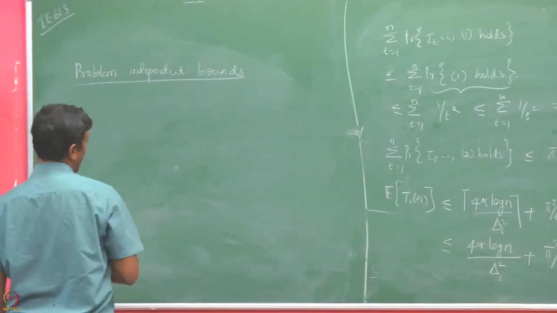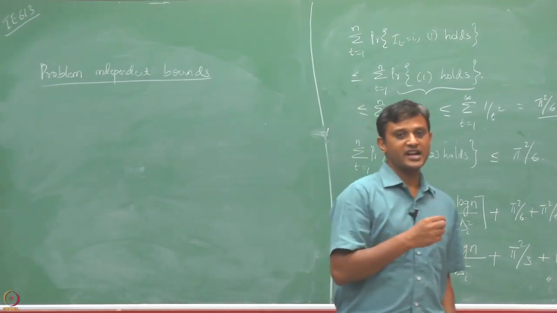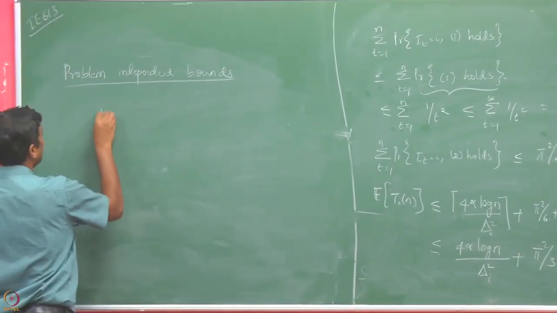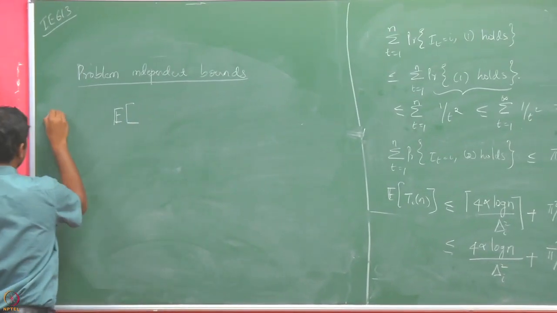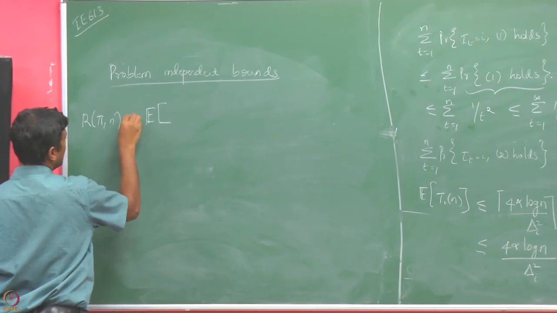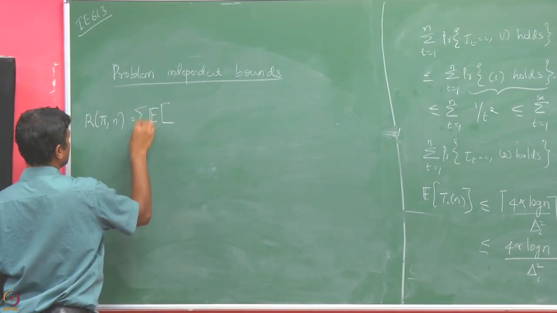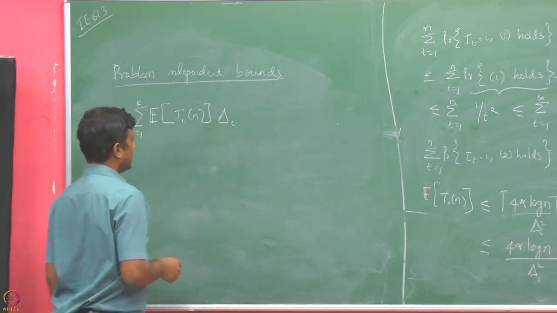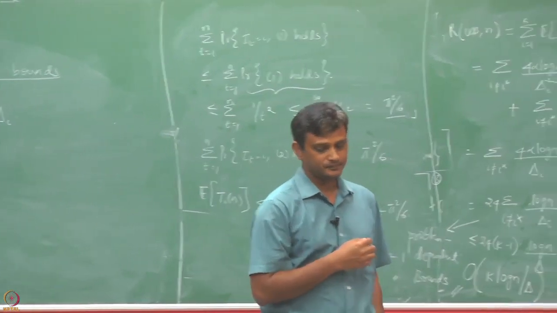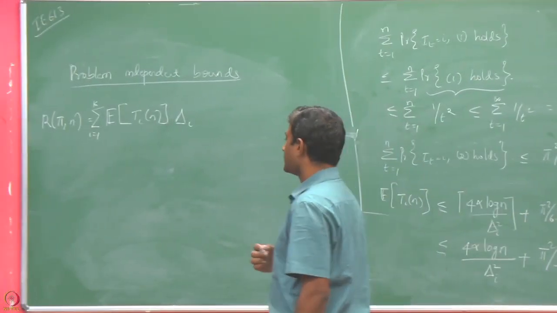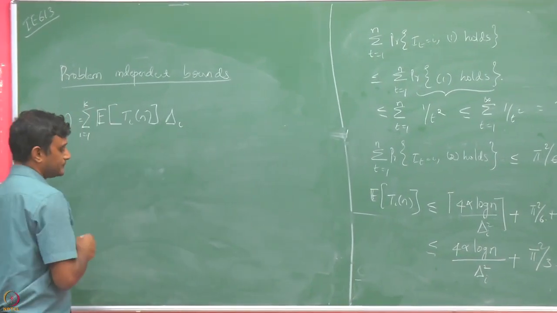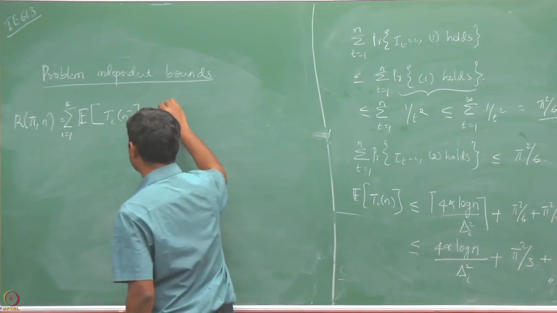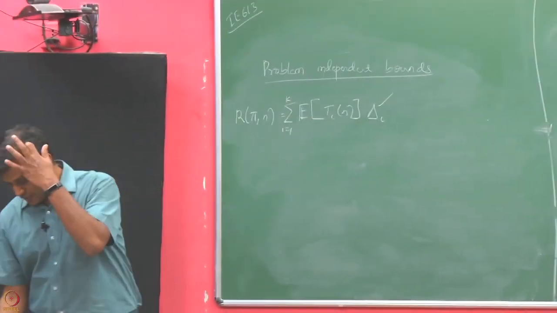That we can get by the same analysis, but by exploiting our regret decomposition theorem a bit better. So what is the regret decomposition result we have? For any policy pi and n, we know that the regret can be written as a sum over arms of delta i times the expectation of T_i(n), where expectation of T_i(n) is the expected number of pulls of the ith arm. Now, can we use this to get a bound which does not depend on these delta i's, that is, the problem instance? Let us see how we can do that.